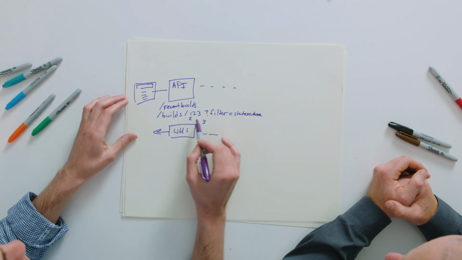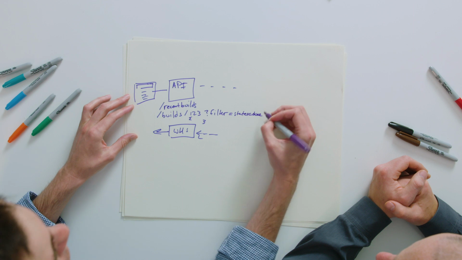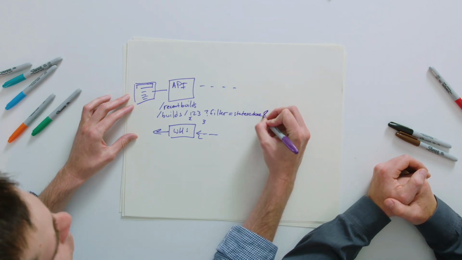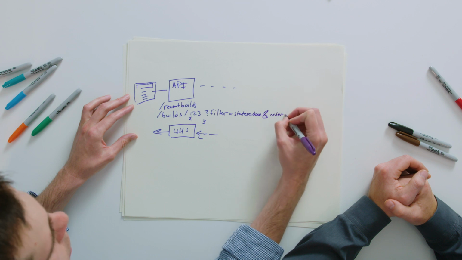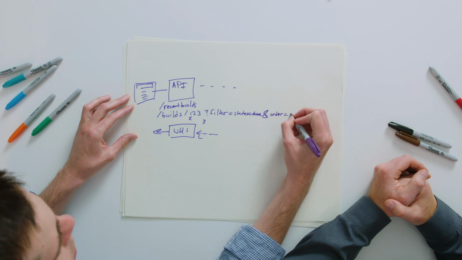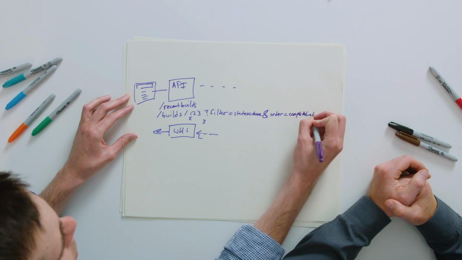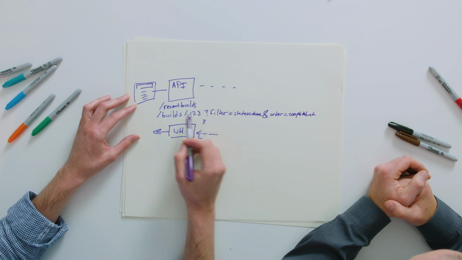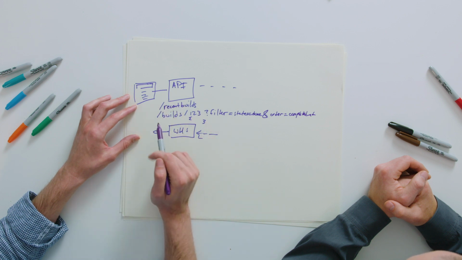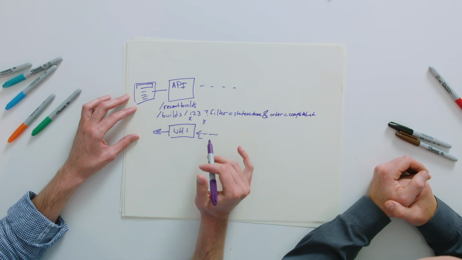But what's the difference between these two? Or like, I should say, I'm going to order with completed at. So if that's the same as recent builds, and I think recent builds includes things that aren't done, what's the difference between these two? The difference here is this is a composable set of capabilities.